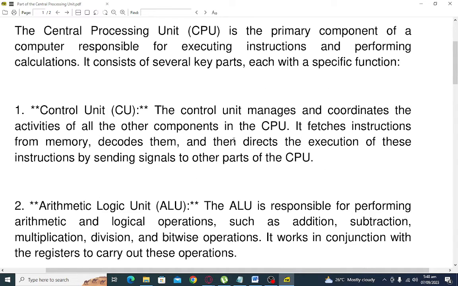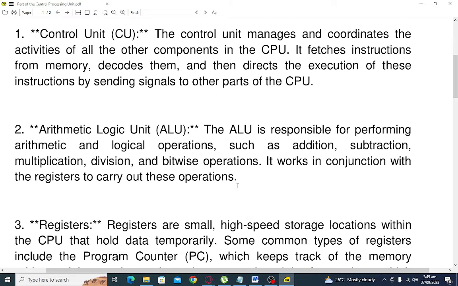Number 1, control unit or CU. The control unit manages and coordinates the activities of all other components in the CPU. It fetches instructions from memory, decodes them, and then directs the execution of these instructions by sending signals to other parts of the CPU.